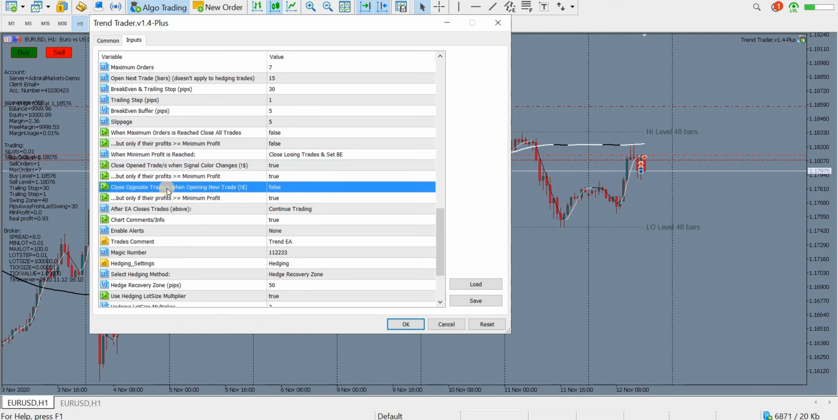There's also the option to close opposite trades when opening a new trade. That is useful when the trend changes.